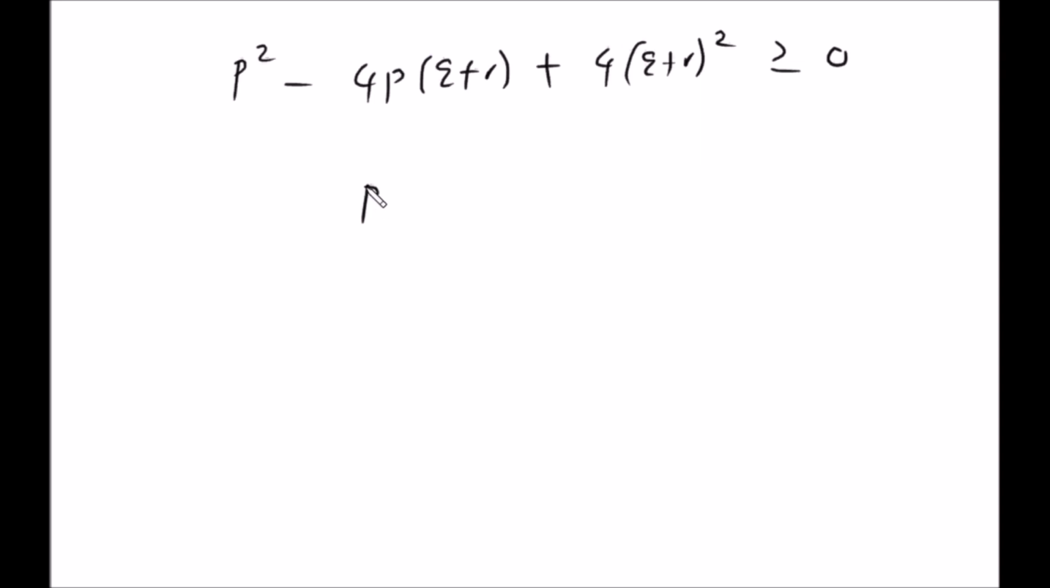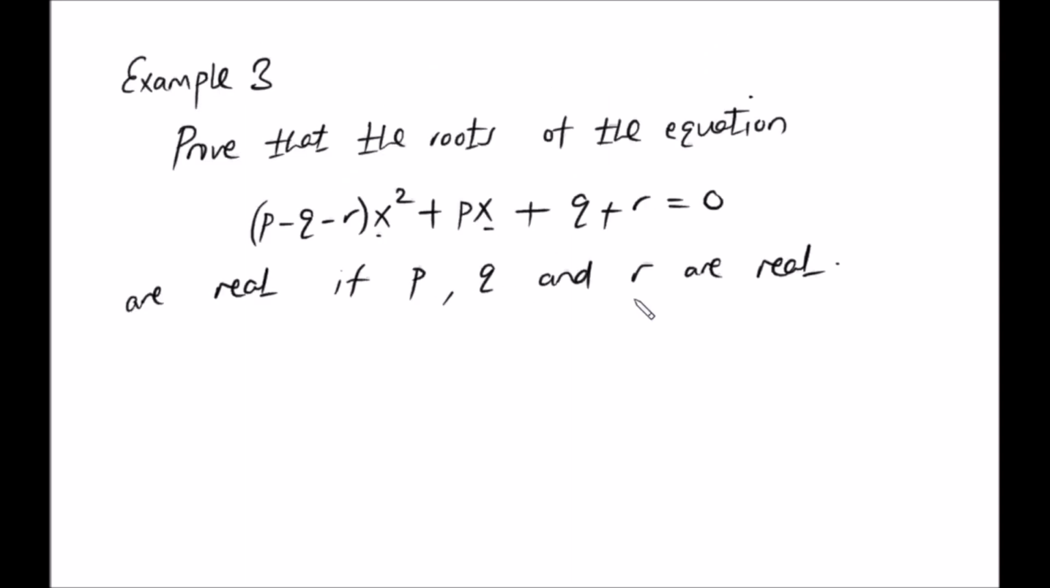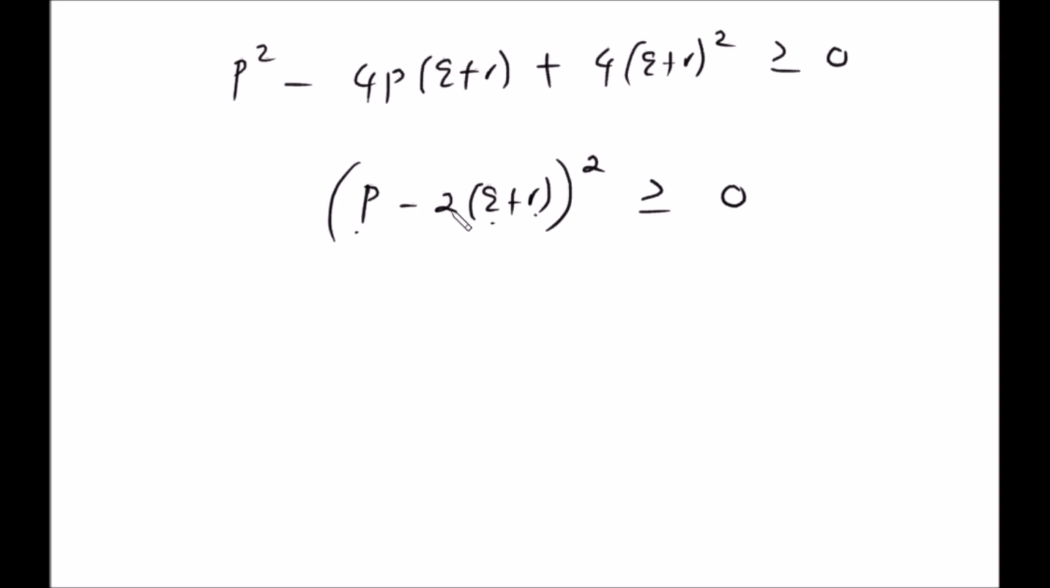Hii hapa juu nikifactorize ni sana, mtu aseme p minus 2q plus r squared is sawa na 0. So kumbuka Alice kwenye swali amesema p, q and r are real. Tunakumbuka swali hapa sema P, Q, R are real. Sasa ukichukua real number minus 2 times real number, sasa ukichukua real jumlisha real unapata real, real times 2 unapata real, P minus real unapata, real minus real unapata real.